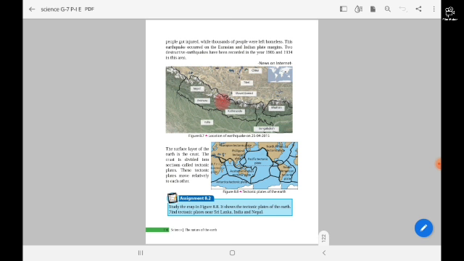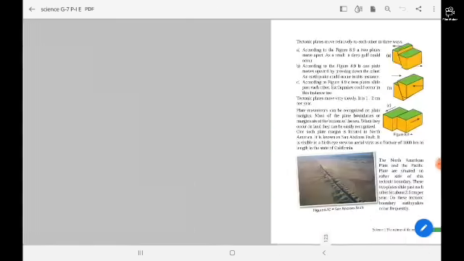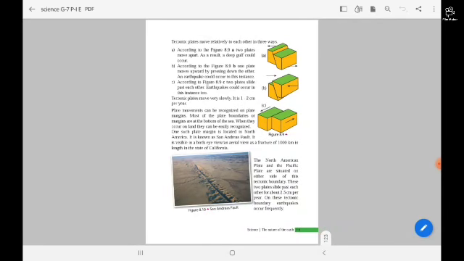These tectonic plates move relative to each other. That's how the Himalayas began. These are the ways that they move. According to figure 8.9, A, two plates move apart. As a result, a deep gulf could occur.